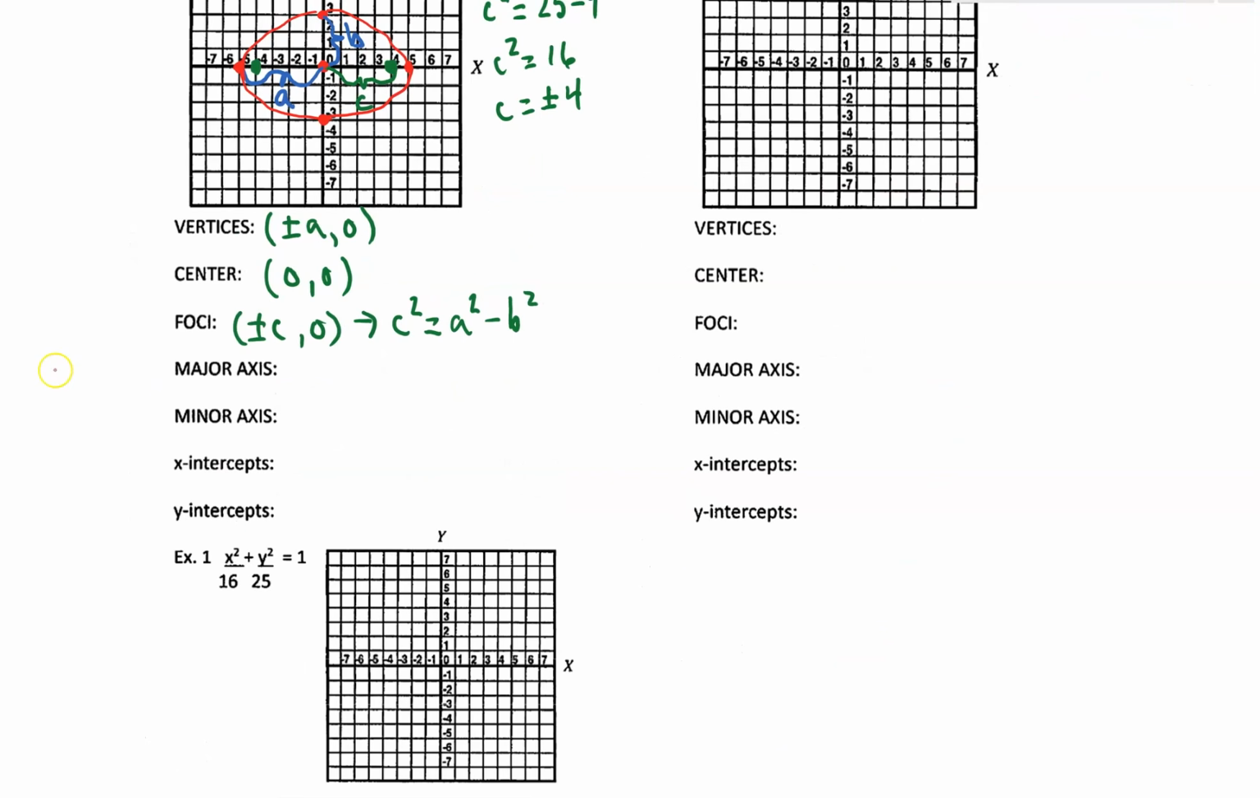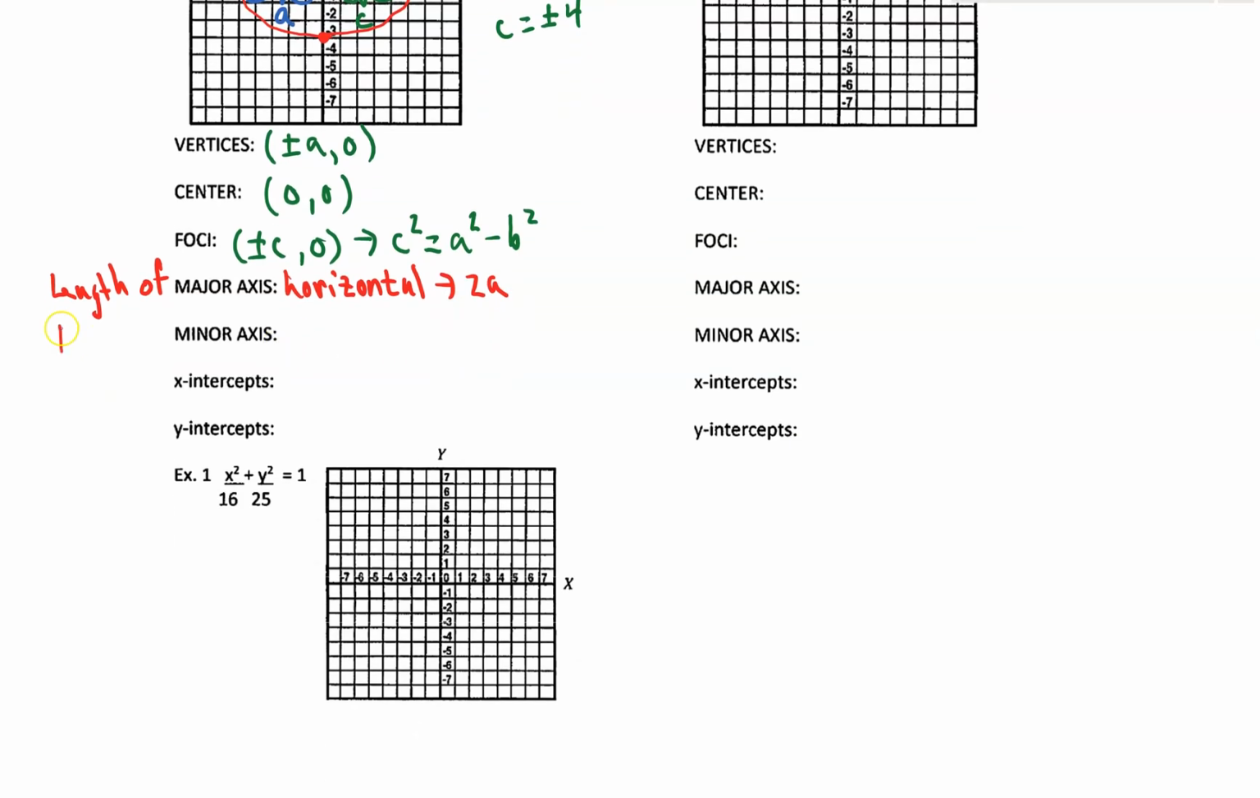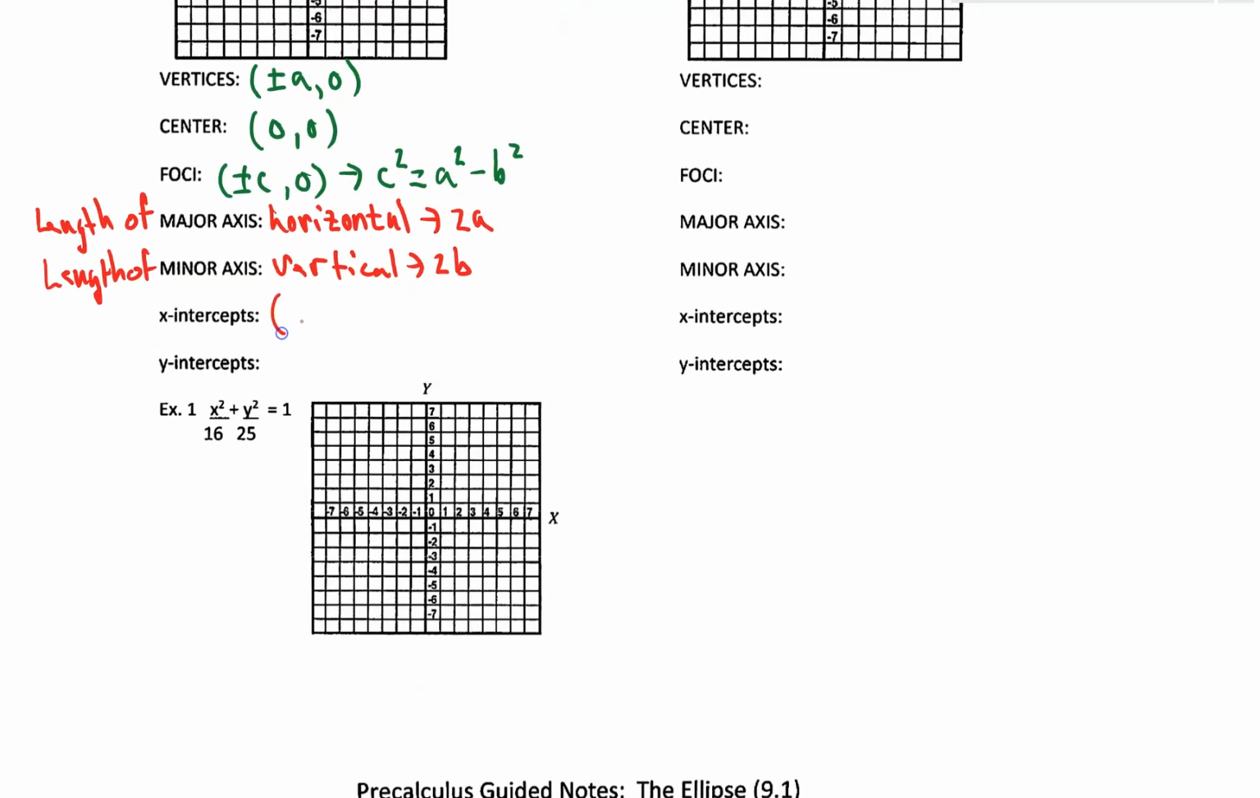The major axis, usually when they want that, they want the length of the major axis. That's usually what they're talking about. This is horizontal in this case, and it would be considered 2 times A in this problem. The minor axis here, they're also asking for the length of the minor axis. This one would be vertical, and it would be found by taking 2 and multiplying by B. Our x-intercepts, well, we've got 2 of them, and in this case, you would find them at plus or minus A, comma 0, and your y-intercepts you would find at 0, plus or minus B.